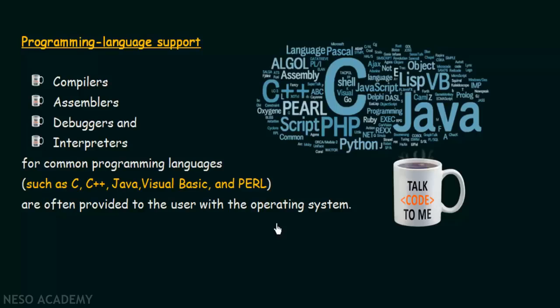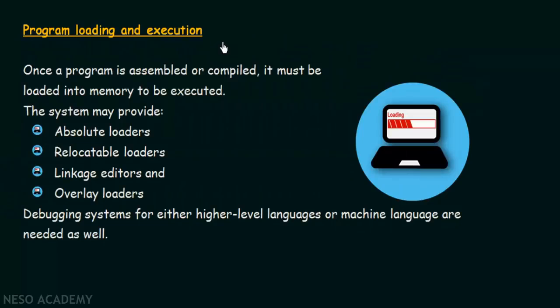So the programs which give you the support for these programming languages fall under this category of programming language support system programs. Now the next one is program loading and execution. In the previous point we saw that our programs were compiled and assembled using those system programs which fall under the programming language support category. Now after your program is compiled, it has to be loaded and executed. In order to do that, there are some system programs that help you to do that. Those are the system programs that fall under this category of program loading and execution.